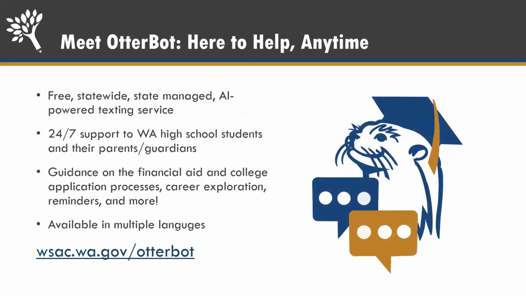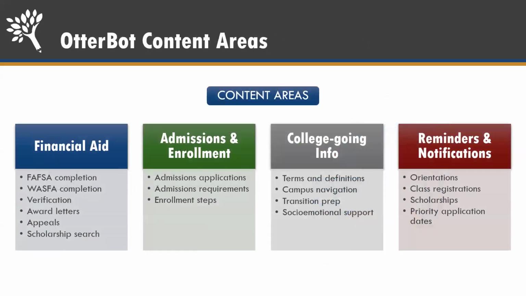And then OtterBot. So OtterBot is our text messaging system for students and parents. It's AI generated, but it's driven by humans. So if the student or parent stumps the bot, it's going to be like, oh, I'm a mere otter. Let me get my humans. And so the best part about it is it has multiple content areas, so students can get information about financial aid, admissions and enrollment, college going information, and then reminders and notifications.